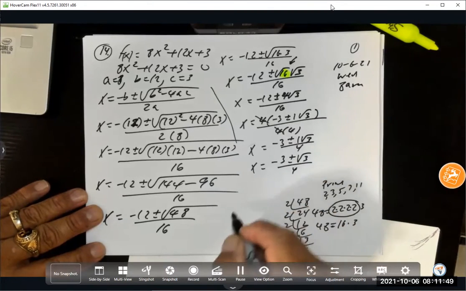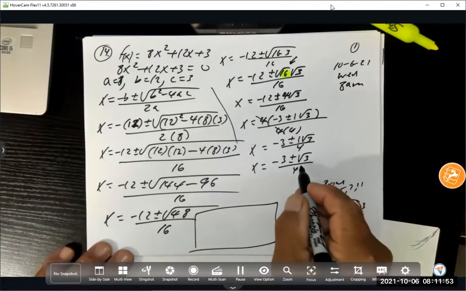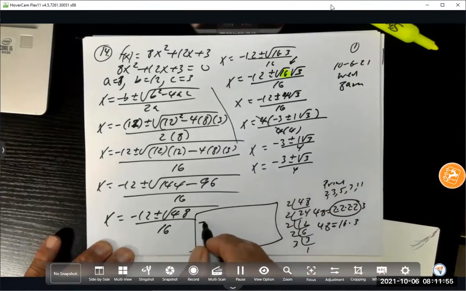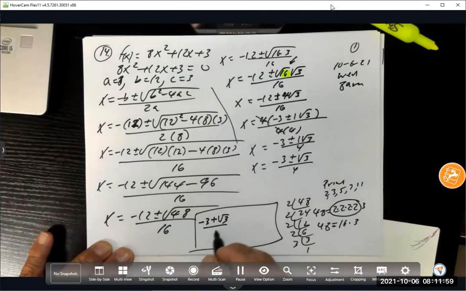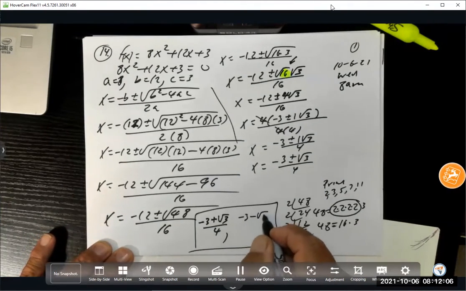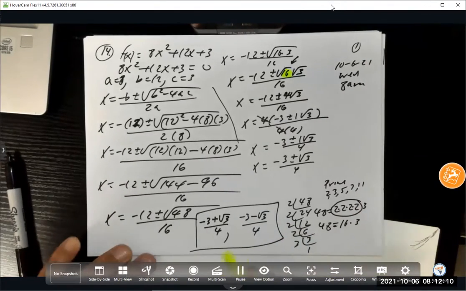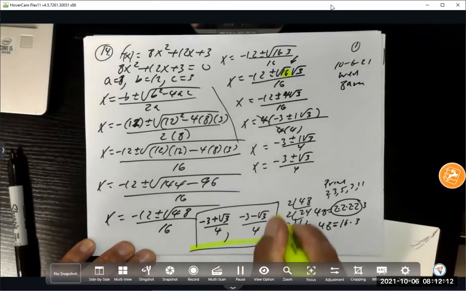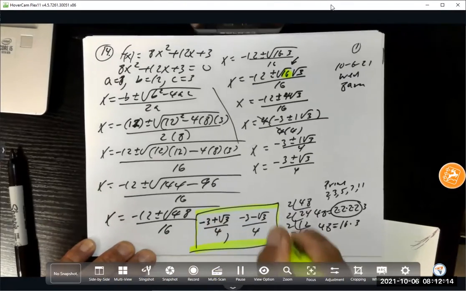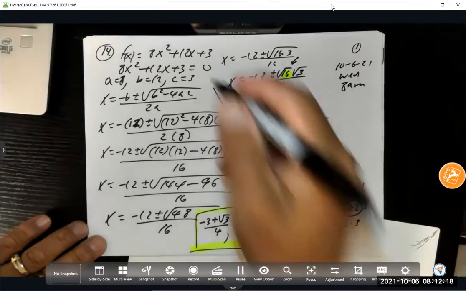All right, so now when you enter this in your MyMathLab, you have to enter it just like this. So it's going to be negative 3 plus square root of 3 over 4, comma, and then the other fraction is going to be negative 3 minus square root of 3 over 4. Okay. Are you okay with this box answer right here? You need to put it just like that in your MyMathLab. Okay.